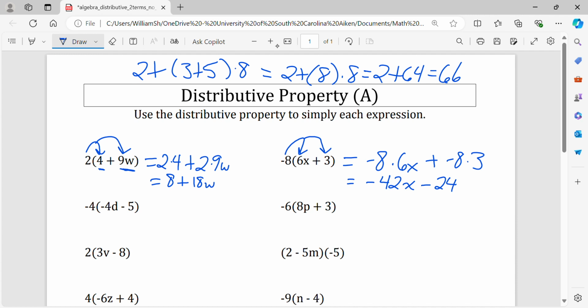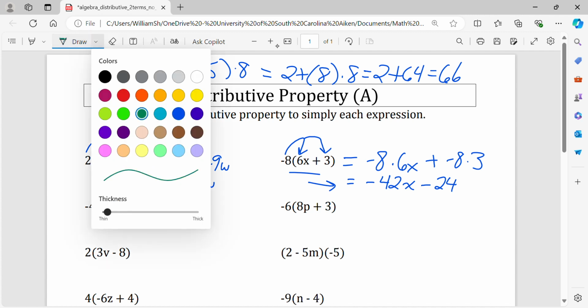Okay? Now, once you get good at this, you can probably skip some of these intermediate steps here and go straight from here to the final answer, which is fine if you feel like you're up to that. But if you're not feeling confident, take it step by step. Okay? I'm going to change colors and go down to the next line.